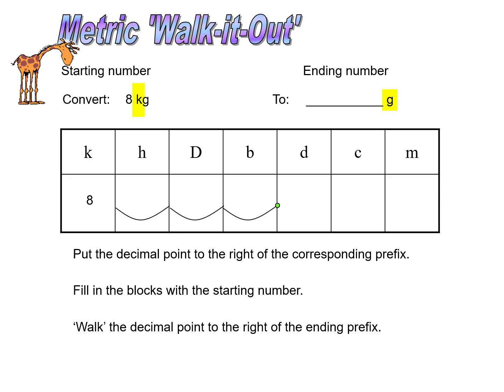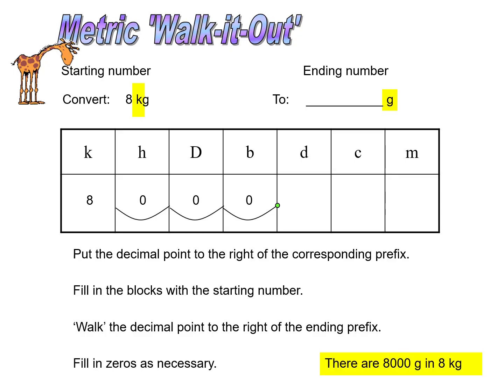And now the next step would be to fill in the dips with zeros. And so this tells us that there are 8,000 grams and 8 kilograms.